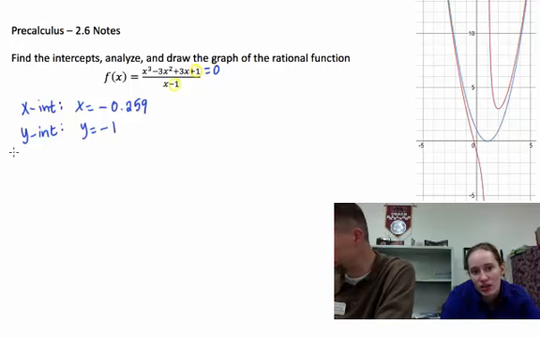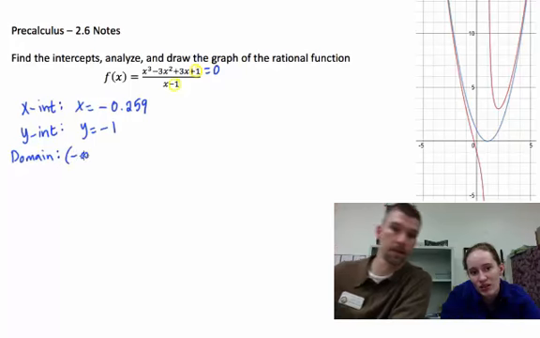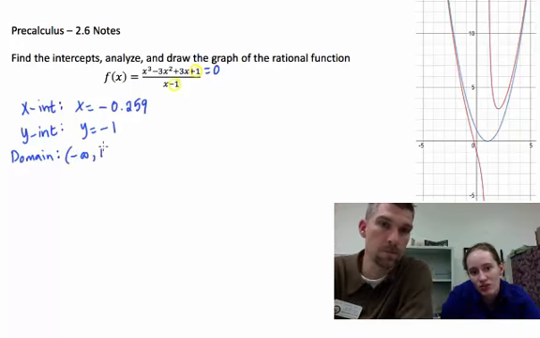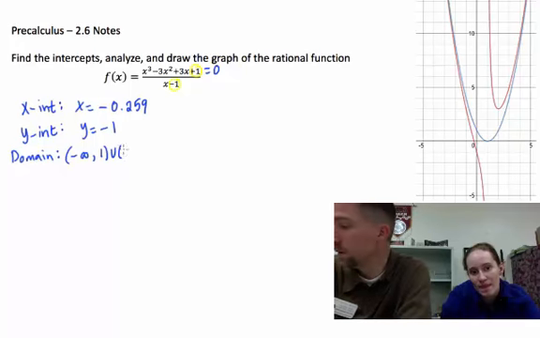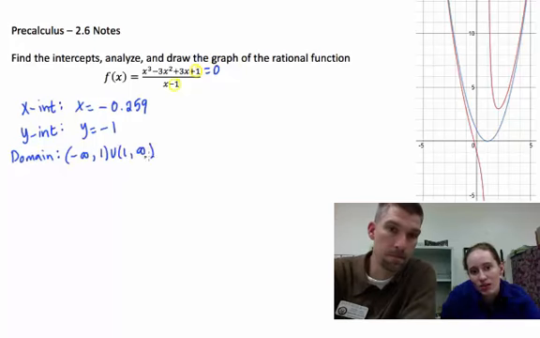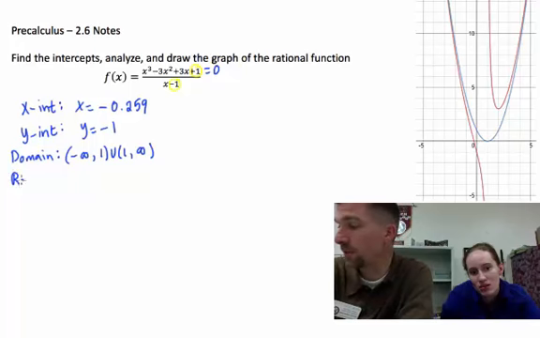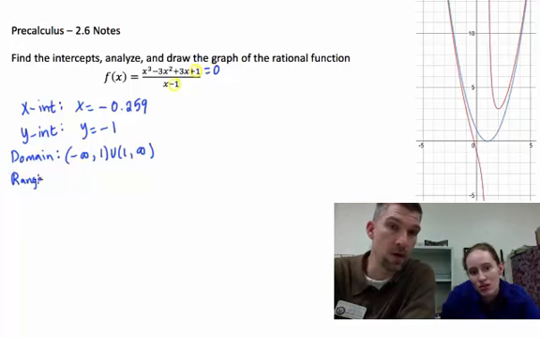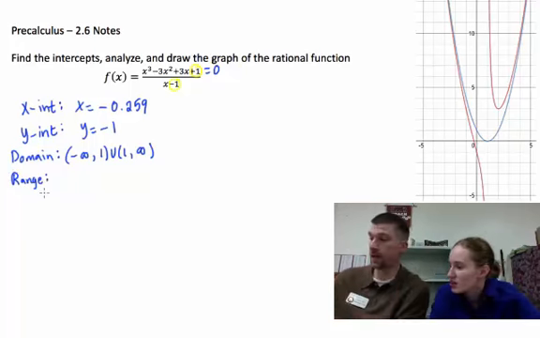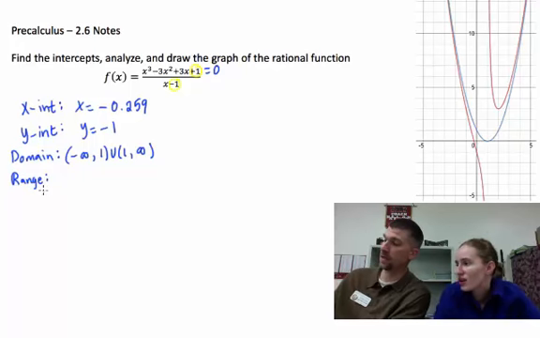Analyze. So we've already got our graph up because we had to have it for the x-intercept. Our domain, well, we know there's going to be a vertical asymptote at x equals 1, so our domain is everything except for that, right? You got it. How about that range? Well, basically, every value of y gets covered because of the left-hand side.